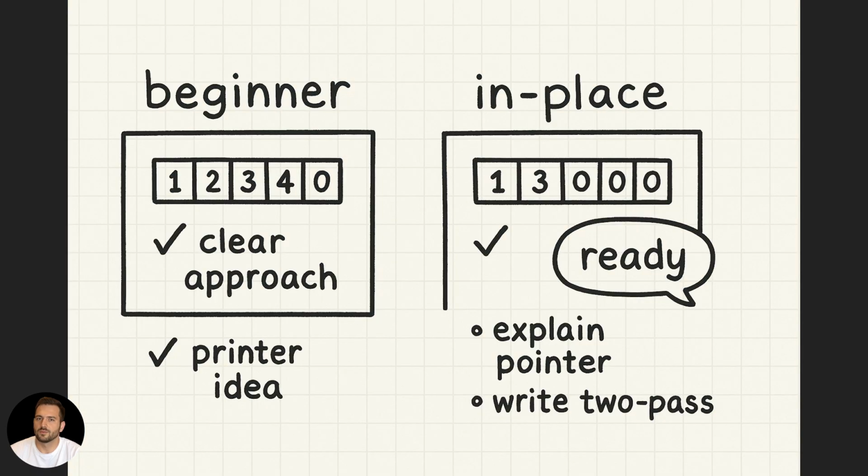That's it. We learned 2 ways to move zeros: a beginner approach that is clear and the in-place pointer approach that is interview-ready. If you can explain the pointer idea in your own words and write the 2-pass code smoothly, you are ready for this question in a live coding session.